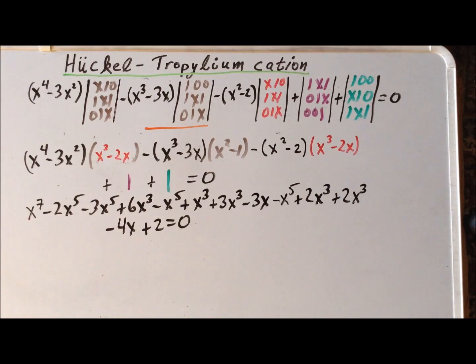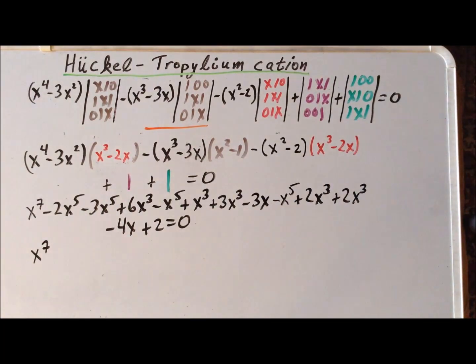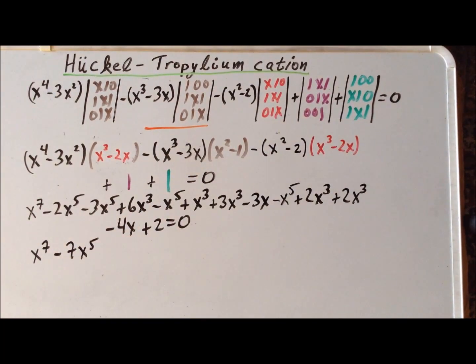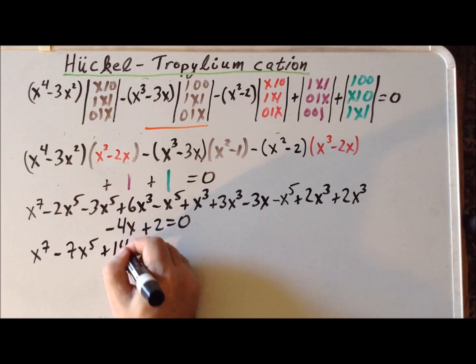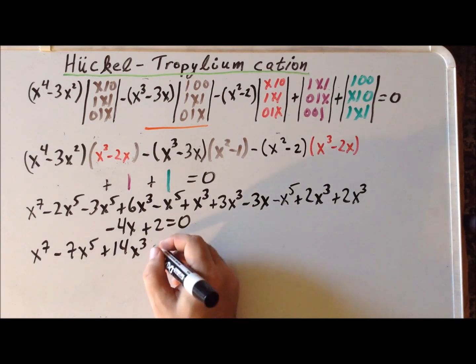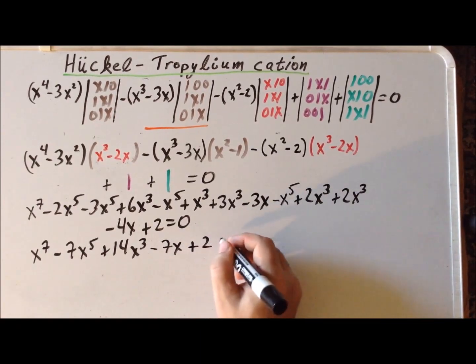Now we need to combine like terms. We notice that we only have one expression to the 7th power, which is x to the 7th. There are no x to the 6th, so now we need x to the 5th power. And if we add those up, we get minus 7x to the 5th. There are no x to the 4th powers. As far as x to the 3rd power goes, we have plus 14x cubed. There are no x squared terms. We do have first powers of x, so we have minus 7x. And then our constant value is plus 2.